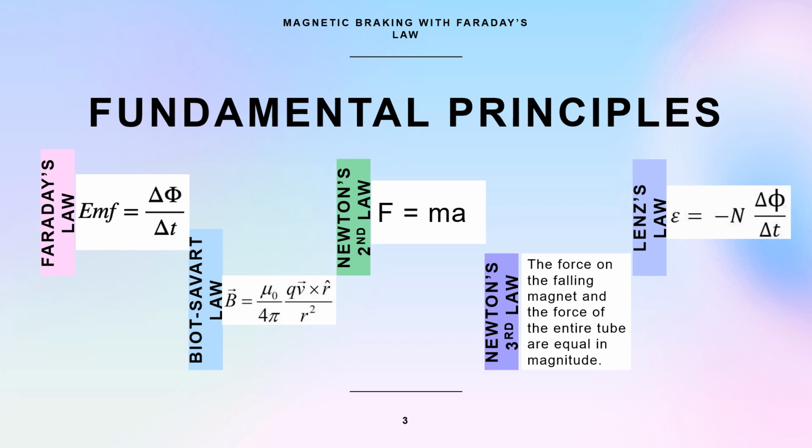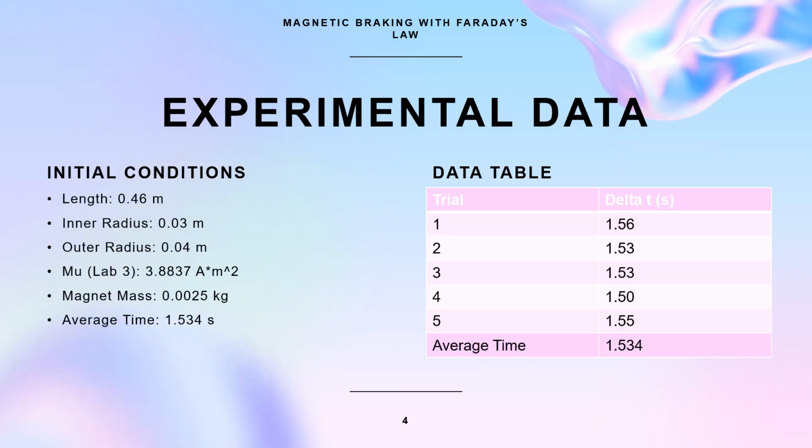We have Faraday's law, we have the Biot-Savart law, we have Newton's second law, which is force equals ma, and Newton's third law, where the force falling on the magnet and the force of the entire tube are equal in magnitude. This will be demonstrated in the computational model later. And we also have Lenz's law, which is around the same as Faraday's law, but it just includes that negative.